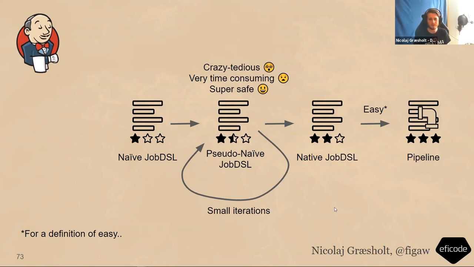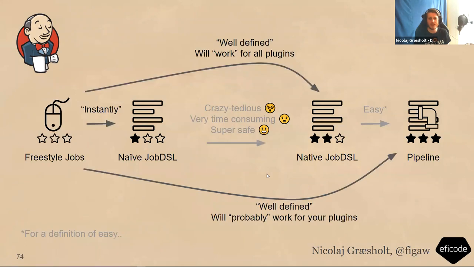So it turns out that this is actually not the way I would recommend working. Rather, I would recommend that if you have a lot of complex jobs that you can't directly translate to native JobDSL or pipeline, do the naive conversion, wrap the XML in JobDSL, just get them as code, and then afterwards go back to the UI and convert them to the native JobDSL or convert them to pipeline.